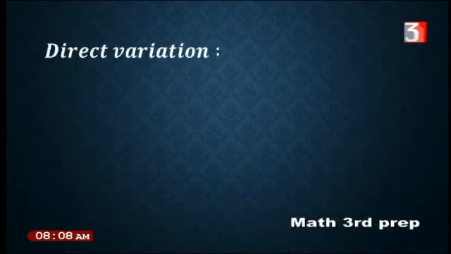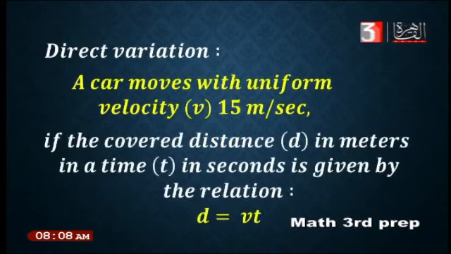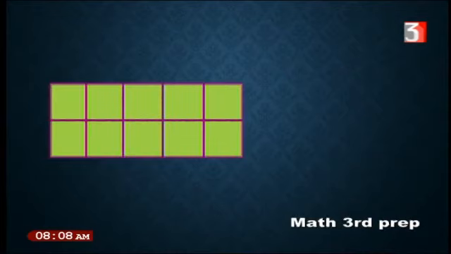Direct variation: if a car moves with uniform velocity v, which is 15 meters per second, and it covered the distance d in meters in a time t in seconds, this is given by the relation d equals vt. So you have the distance equal to velocity times time. And I want to draw a table which shows the relation between t and d.